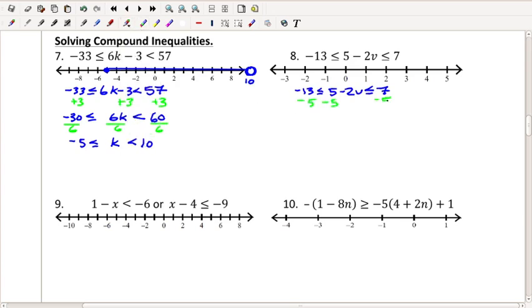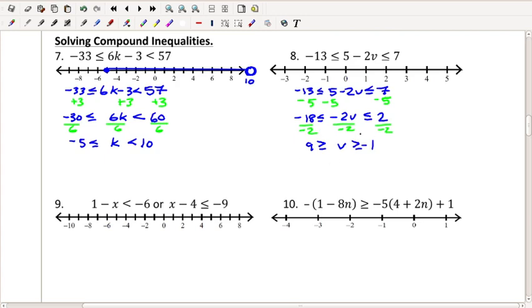to all 3 parts. So I have negative 13 minus 5 is negative 18, less than or equal to negative 2v is the only thing left in the middle, and 7 minus 5 is 2. Now I'm going to divide everything by negative 2. Divide everything by negative 2. What do you need to do when you divide by a negative? That's right, flip your inequality. So 18 divided by 2 is 9, greater than or equal to v greater than or equal to negative 1.